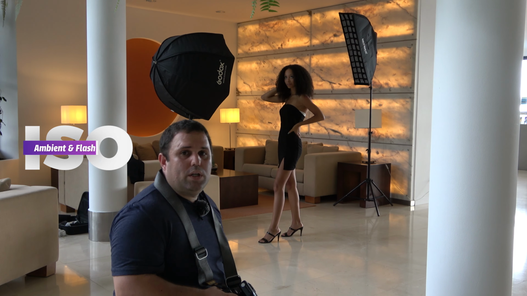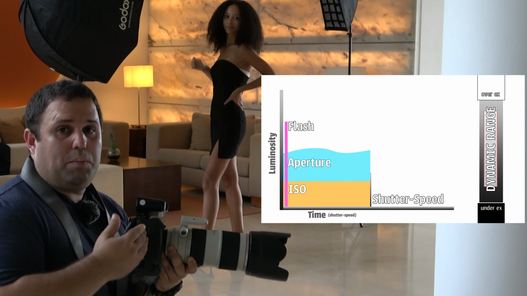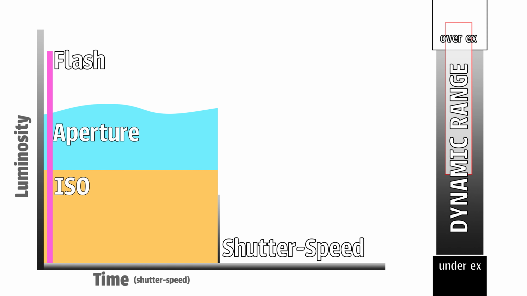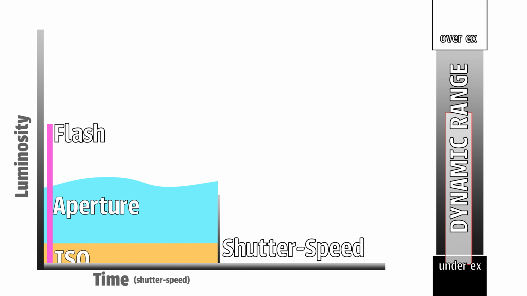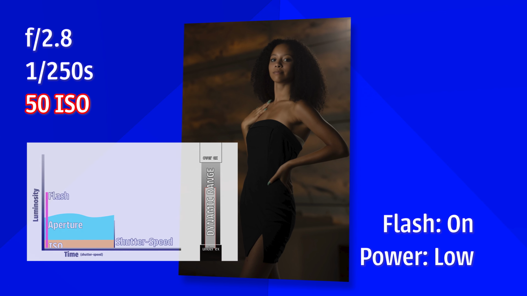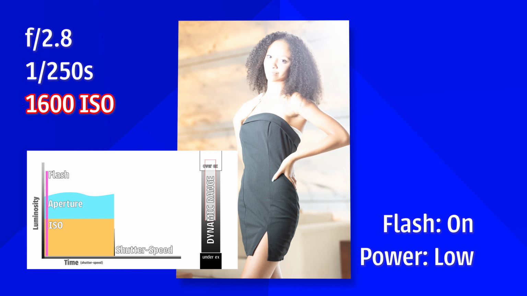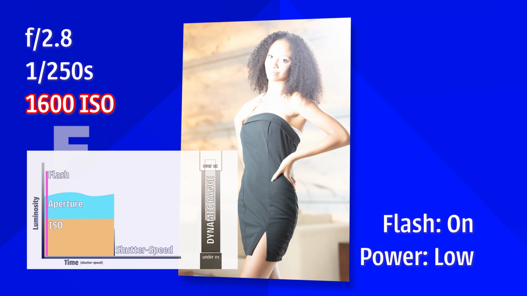And let's play with the ISO. Now, the ISO is the sensitivity of your camera. So if you raise or lower it, it will change the ambient light and the flashlight. At 50 ISO, you can see that everything is dark, okay? And let me push the ISO to 16,000 now. And you can see that everything, including the ambient light, is overexposed.